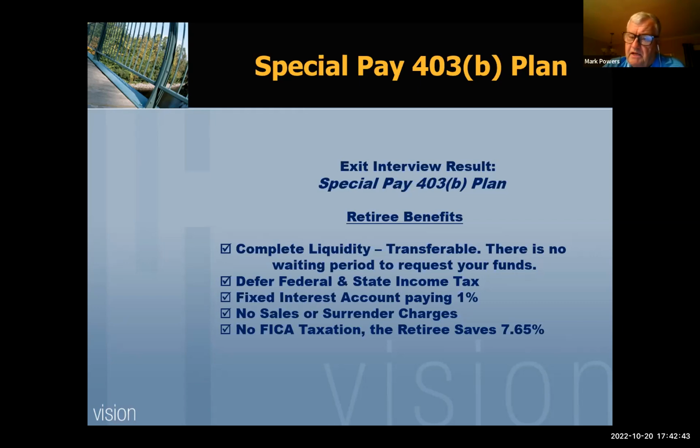So once again, instead of having the money for healthcare, if paying for healthcare is not a concern of yours, the employer is going to make a contribution into the special pay 403B plan. And once the money goes into the plan, you can take it out immediately as a taxable distribution, or you can roll it over to your own IRA or another eligible account.